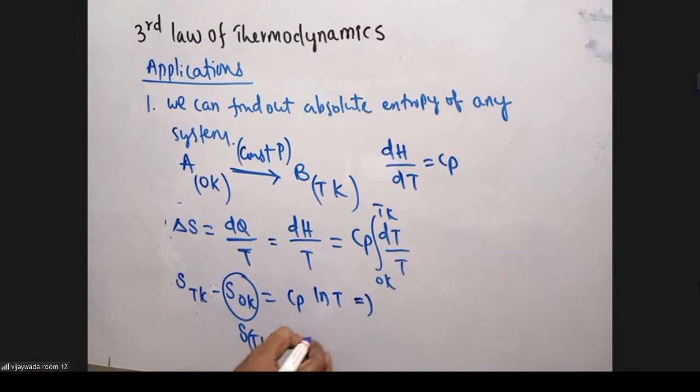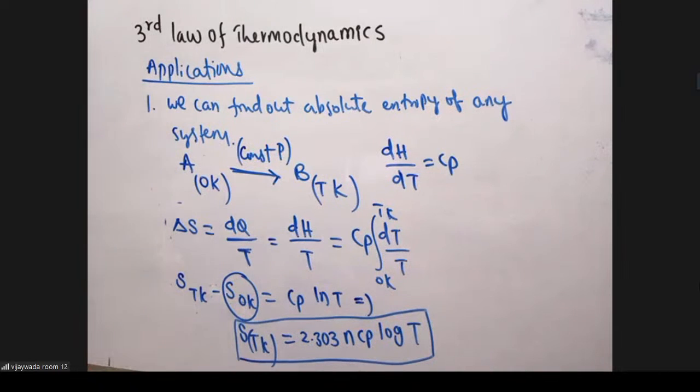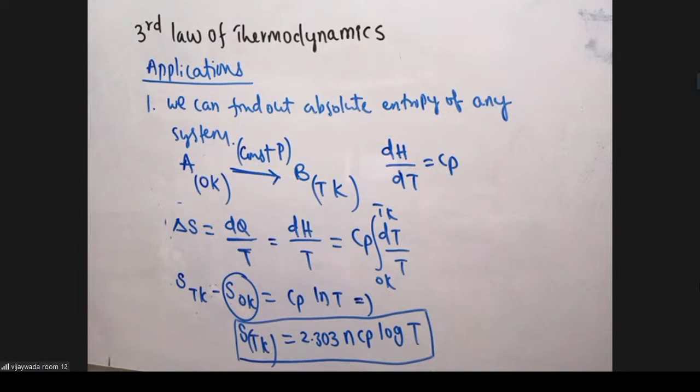And this equation for n number of moles, we can write as 2.303 n Cp log T. So students, this is the equation for finding entropy at T Kelvin. Are you getting or not? With the help of the third law of thermodynamics, I can calculate the absolute value, because the entropy of that crystalline solid at 0 Kelvin is already 0. If it is 0, what remains is entropy at T Kelvin. Understood?